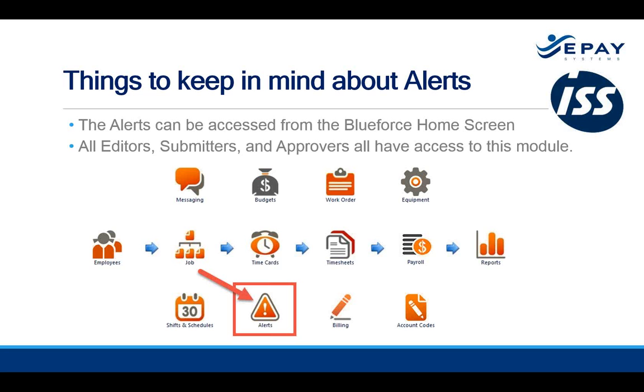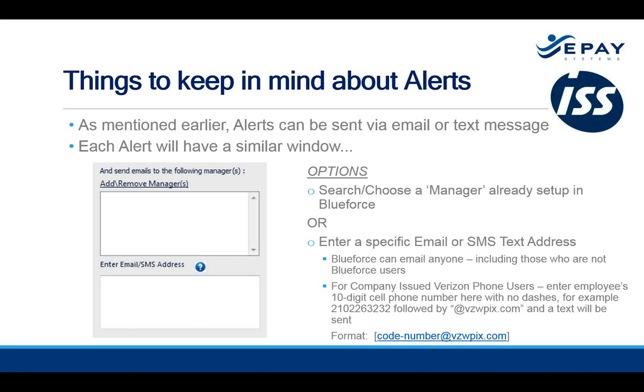And when you click on the alert screen, it'll actually take you into the setup windows, or setup selections. We can select one of the types you want to work with, and then go and set up that alert. Now, as I mentioned earlier, alerts can be sent via email or text message. So as we go through there, you will have the option of setting up each alert, and each alert will have a similar window like you see here, in which you can choose a specific manager that's already set up in Blueforce, or you can enter a specific email or SMS text address.